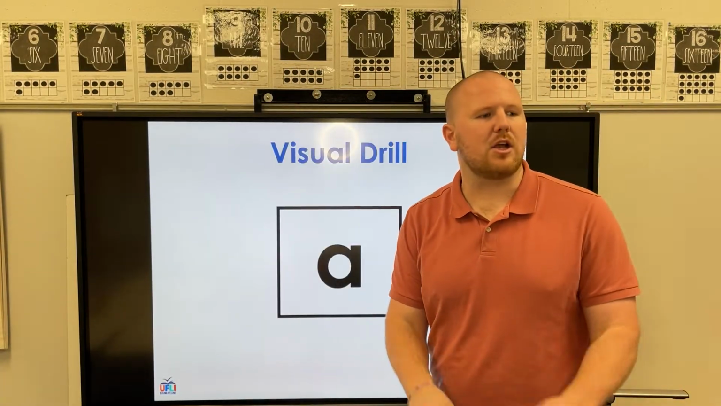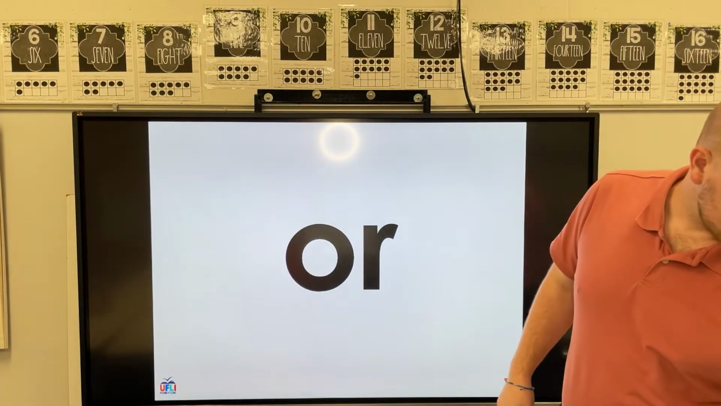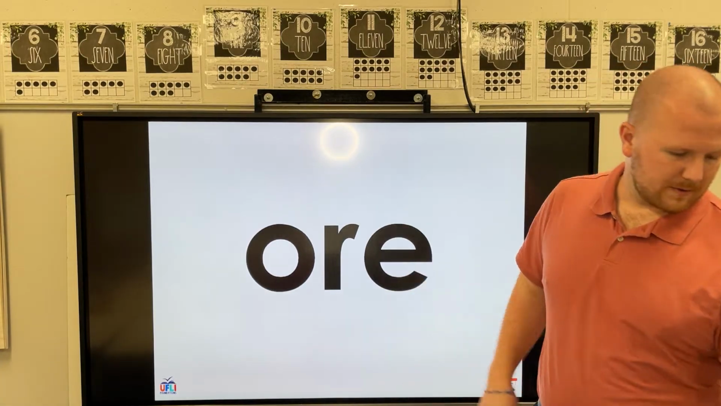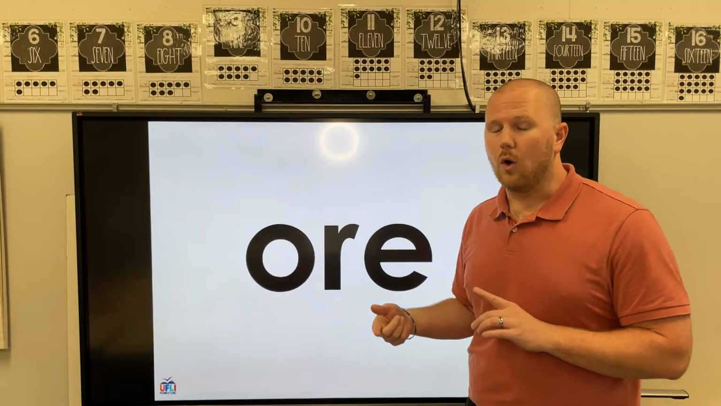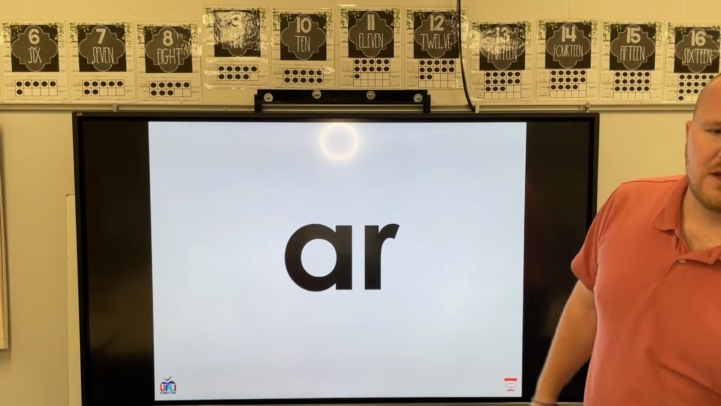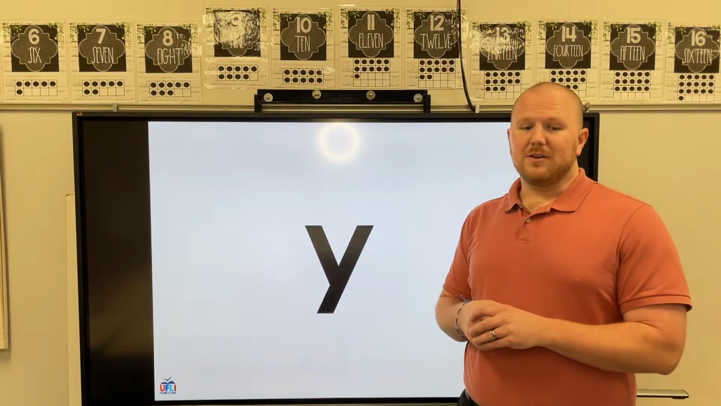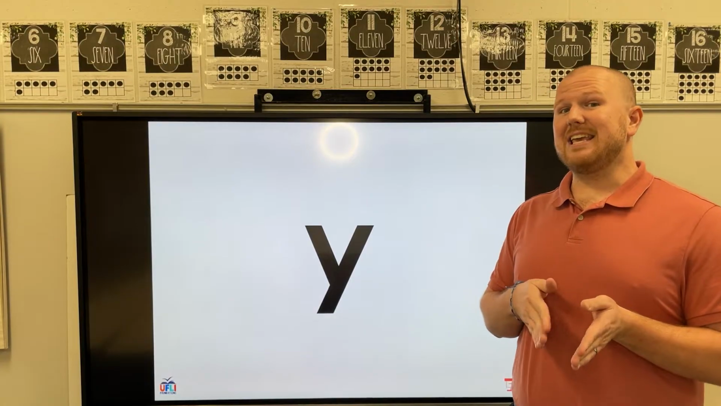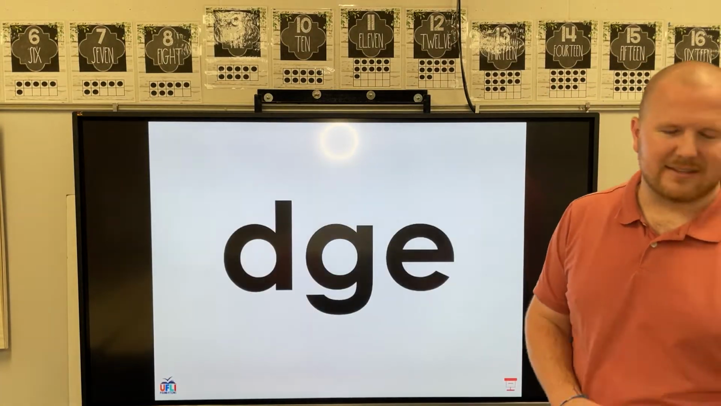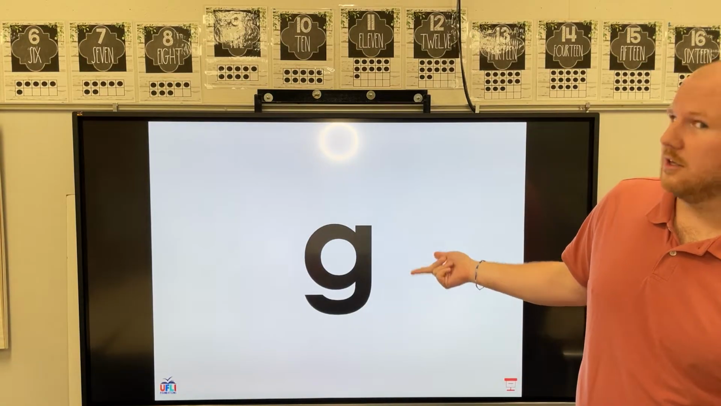Very good. Now we're going to move on to our visual drill. Everyone needs to look up here and tell me, what does this say? Oh yeah, that's what we were talking about a little bit earlier. This also says or. Also, very good. What about this? R. What about this? Ooh, this one's tricky. You can say yeah, but it could also say E or I. Very good. What about this? J. Very good. G or J.